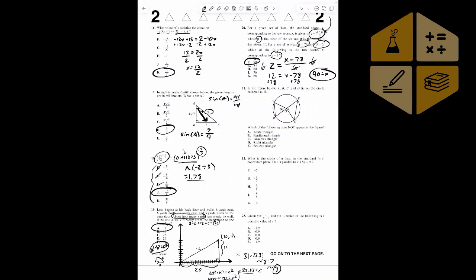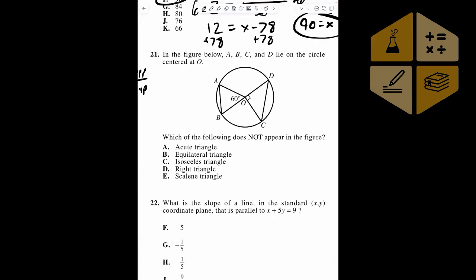Sorry for all the scribbling, that's my markings from answering numbers 1 through 20, but let's zoom in a little on number 21. In the figure below, A, B, C, and D lie on the circle centered at O. Which of the following does not appear in the figure? Our focus, if you look at the answer choices, is these two triangles. We have ABO on the left, and triangle DCO on the right.